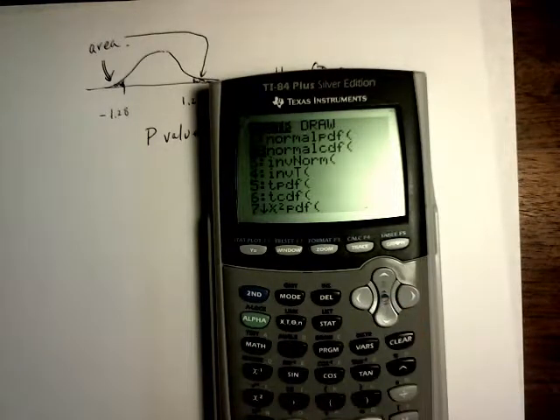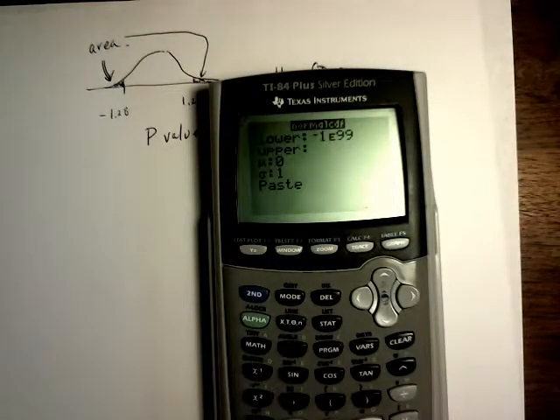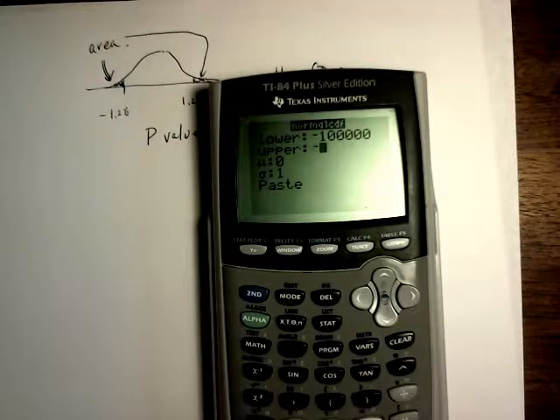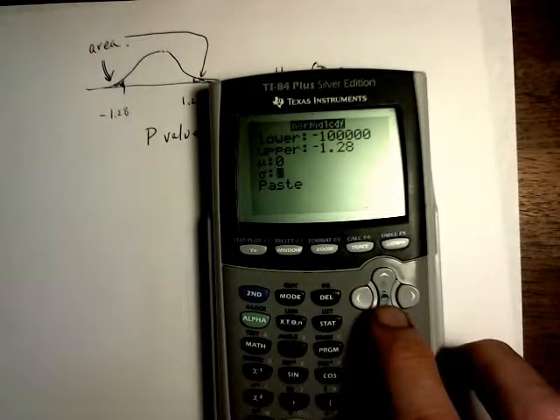We look up a normal CDF. We go from, well, it's already set to negative infinity. You can use that for negative infinity if you like. I usually just use negative 1,000 or something like that. Real small number. And negative 1.28. The mean is 0, the standard deviation is 1.